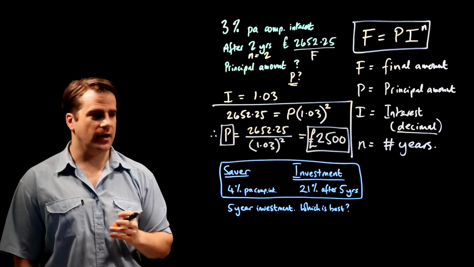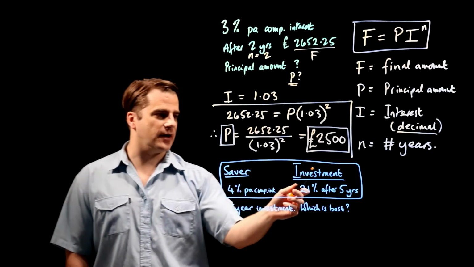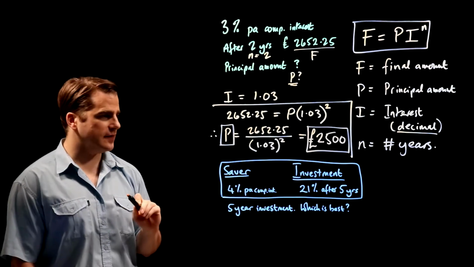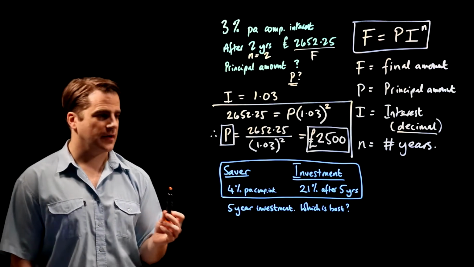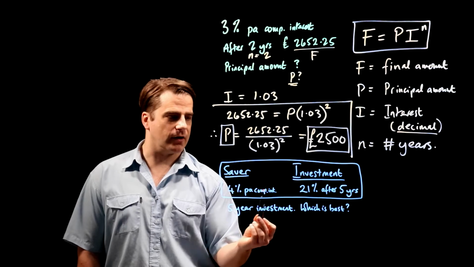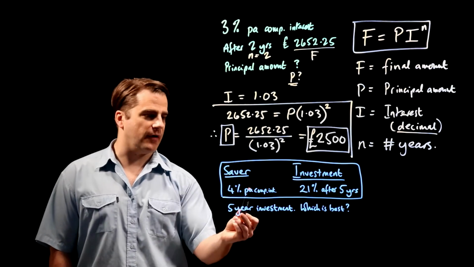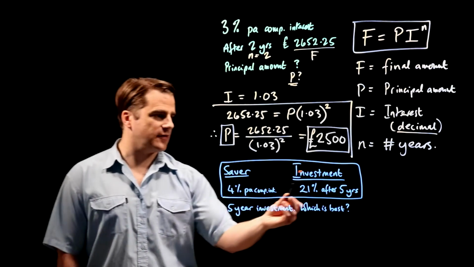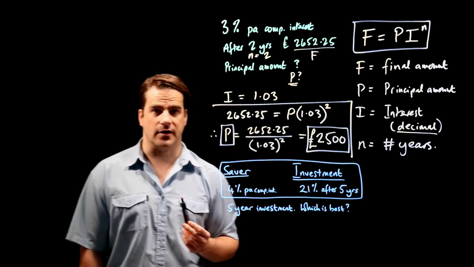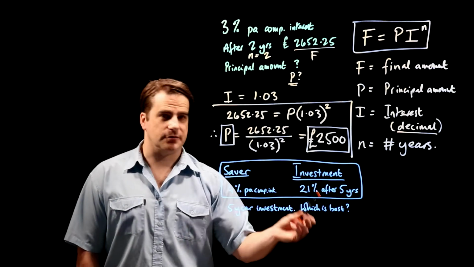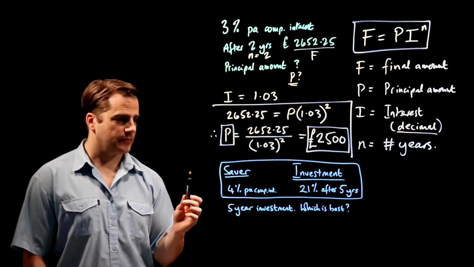Good. Right, next bit. There are 2 different accounts, a saver account and an investment account. And some geezer's going to invest some money for exactly 5 years. The saver account has a compound interest deal at 4% per annum compound interest. The investment account is not compound interest, they just give you 21% after 5 years. Which is best?